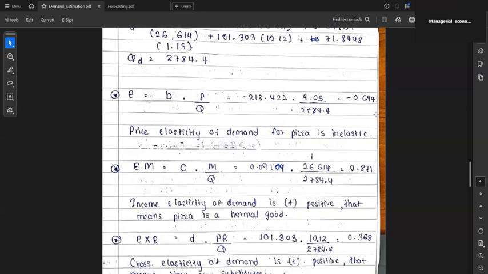By substituting those values, we can obtain the price elasticity, which is minus 0.694. The usual price elasticity is negative because there is a negative relationship between price and quantity demanded. And a value which is less than 1 shows inelastic demand. We cannot say perfectly inelastic because it's not 0, but it's between 0 and 1, so it's inelastic.